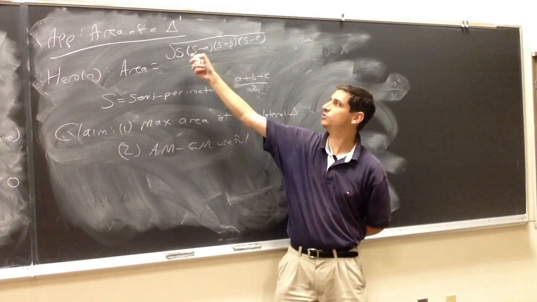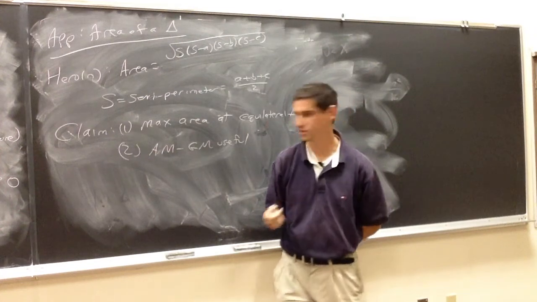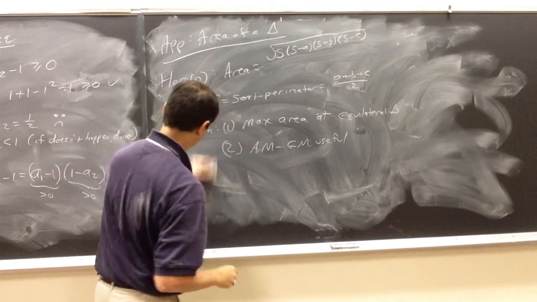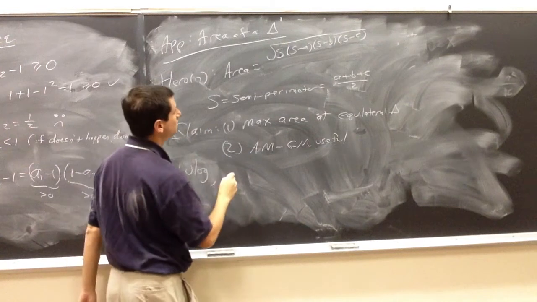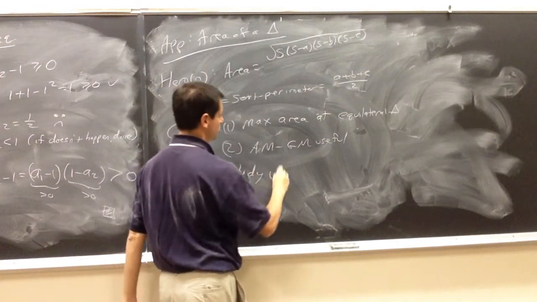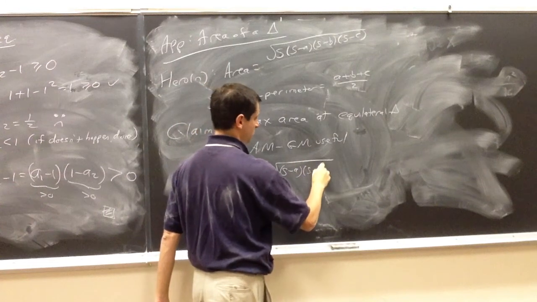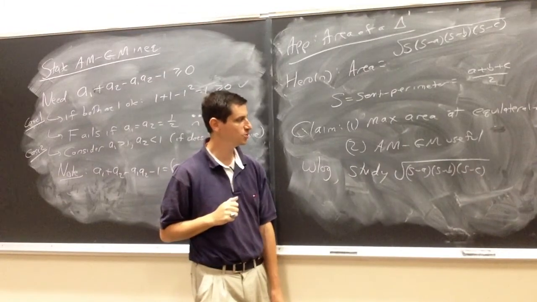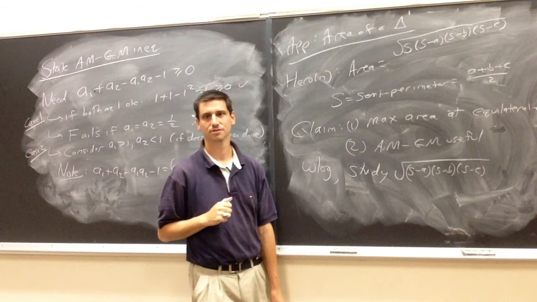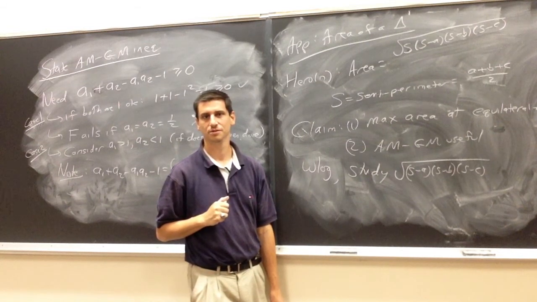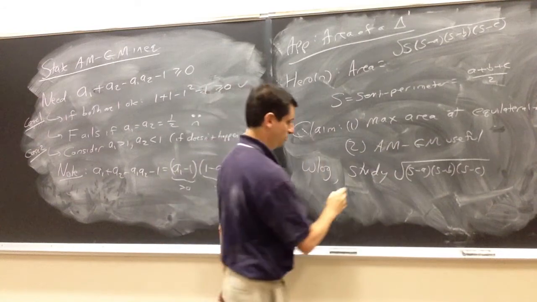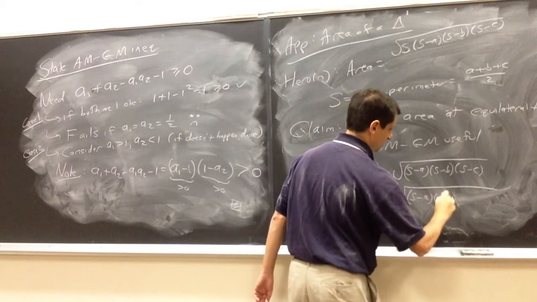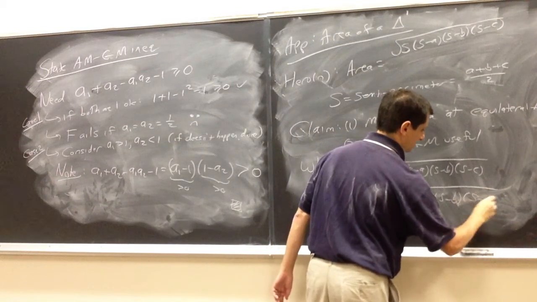If I do include it, the terms will be different in the special case when a equals b equals c. So, study the square root of s minus a, s minus b, s minus c. And in fact, if I don't want to study the square root of this, what could I study? I could study the cube root of s minus a, s minus b, s minus c.